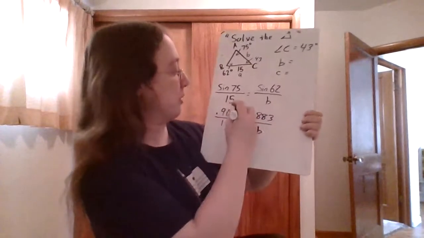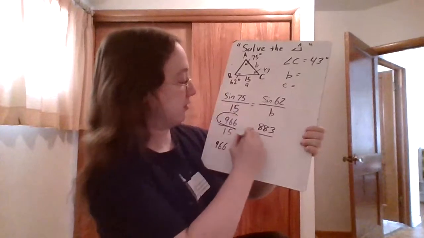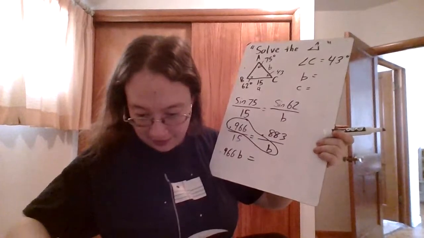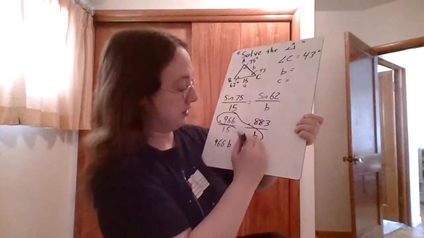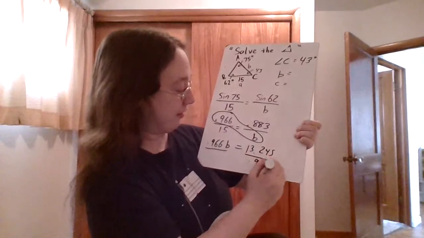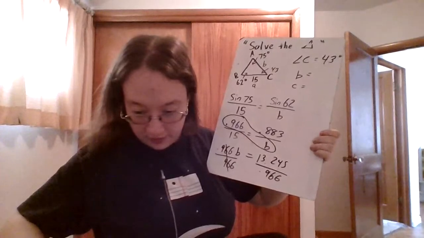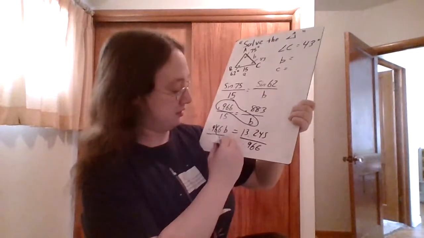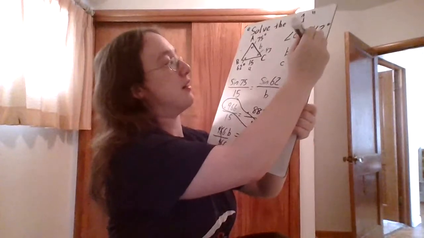Okay. And then we're butterflying that. So we got 0.966 times b equals whatever 15 times 0.883 is, which is 13.245. And then we're dividing by that 0.966. Which gives about 13.7. Okay, and that gives us B.